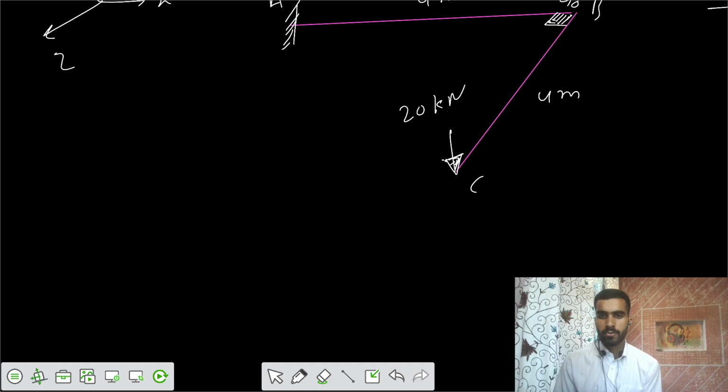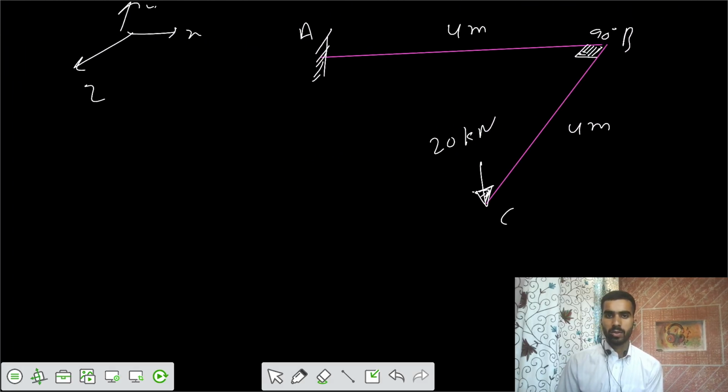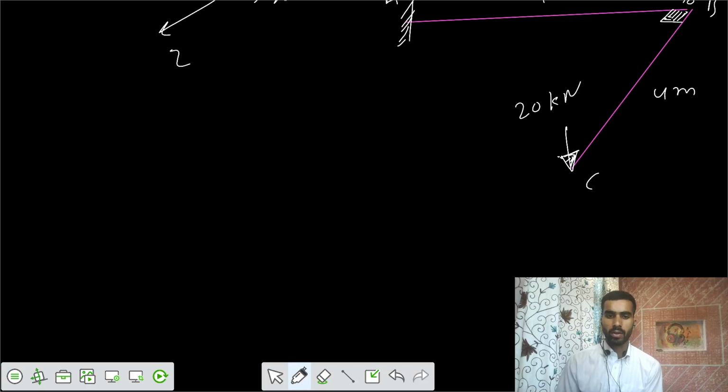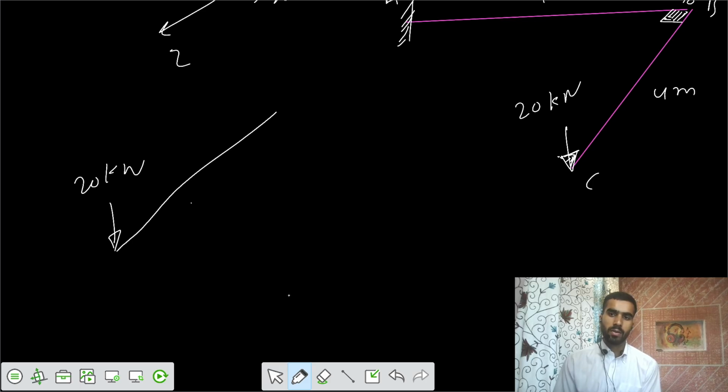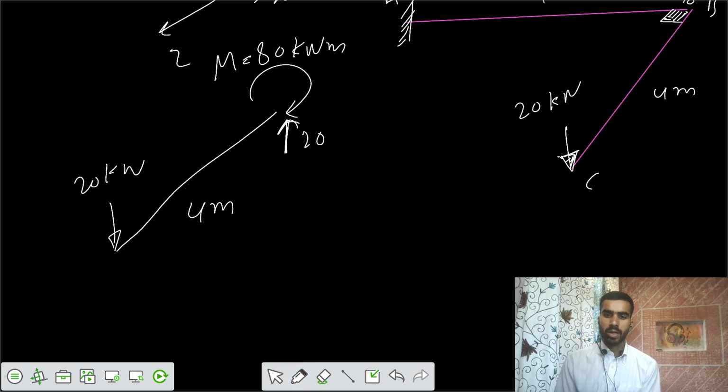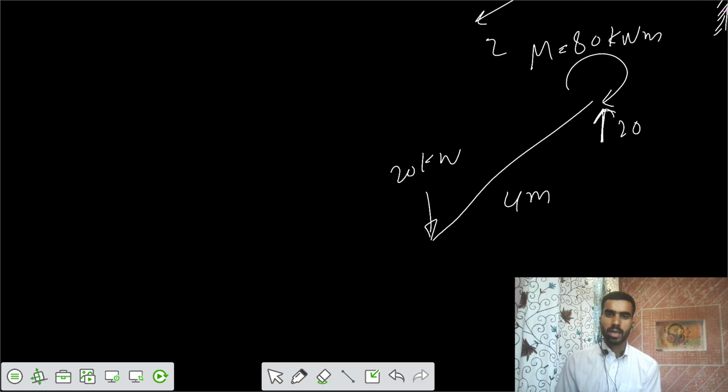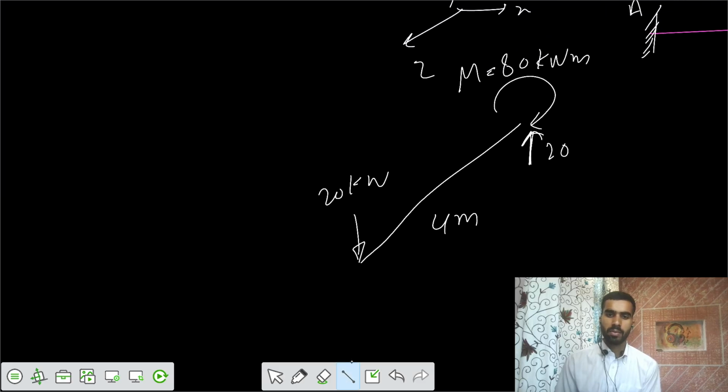If you take the free body diagram of this one, let's rotate it, it's easier that way. It's a beam. You're applying a load of 20 over the length of 4. There will be a reaction, a shear force of 20 upwards, and a moment of 20 into 4, 80 kilonewton meter, developed. There is no torsion for this part, and you can directly draw the SFD and BMD for this one.